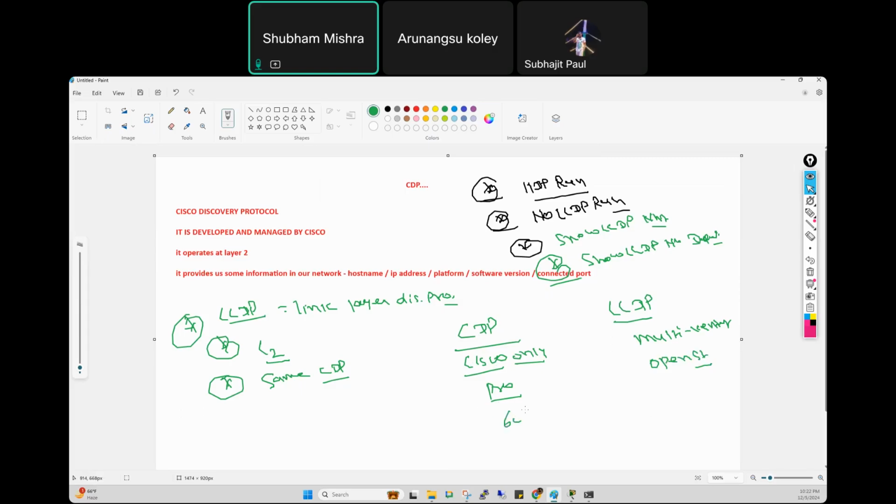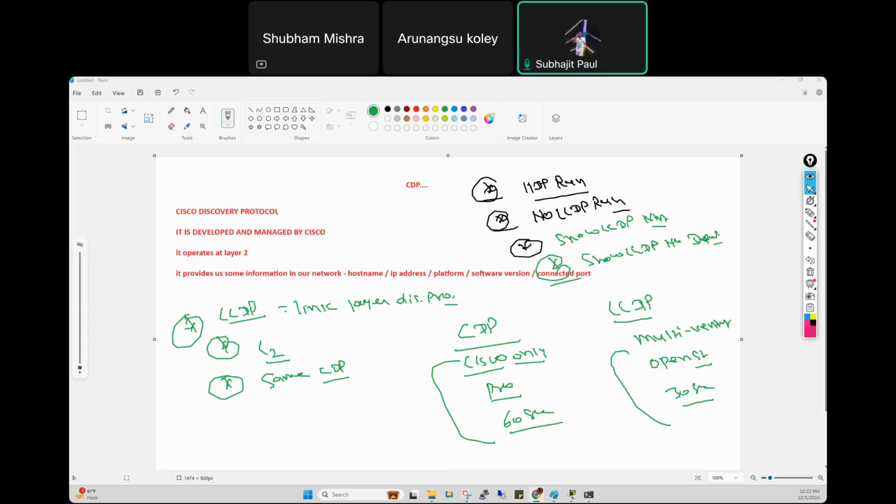Devices exchange CDP packets after how much time? 60 seconds. Devices exchange CDP messages after every 60 seconds. In LLDP, that is 30 seconds. And the hold time is the same, 180. Clear, guys?